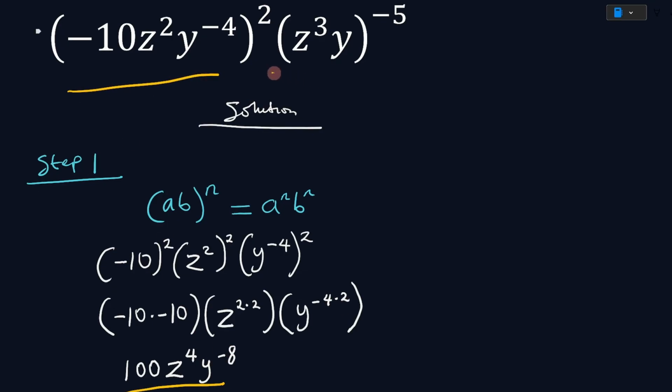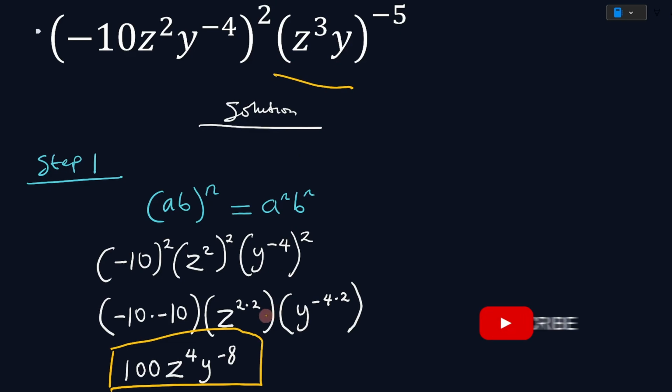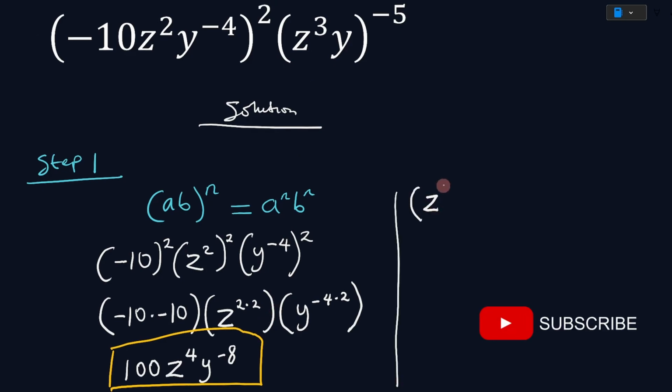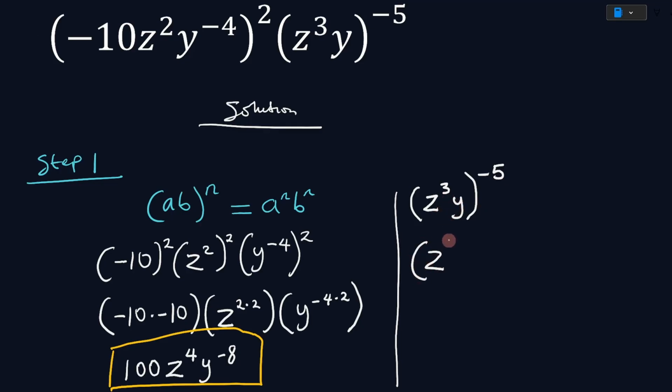So we'll also have to simplify this second factor, step 2. So let's note this: simplify the second factor and then we'll merge them together. The second factor is z exponential 3, y, all to the power of negative 5. Using the same power rule, this exponent negative 5 will apply to every factor inside this parenthesis. This will now be z exponential 3 multiplied by negative 5. Also, next factor, y exponential negative 5.